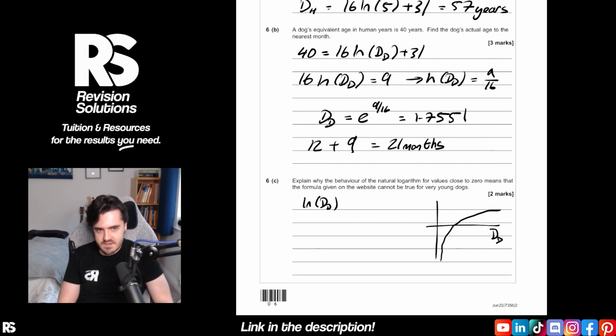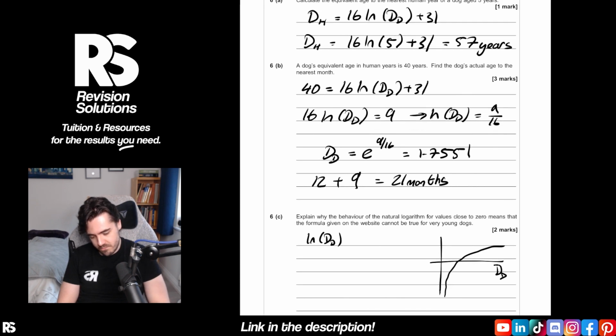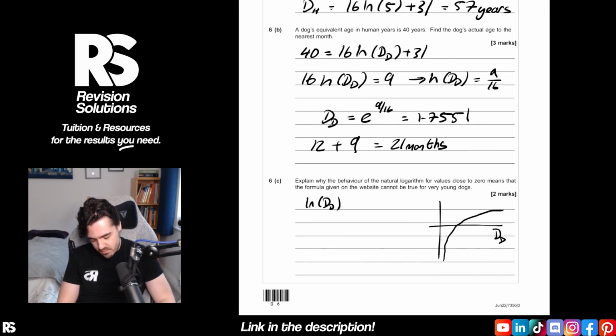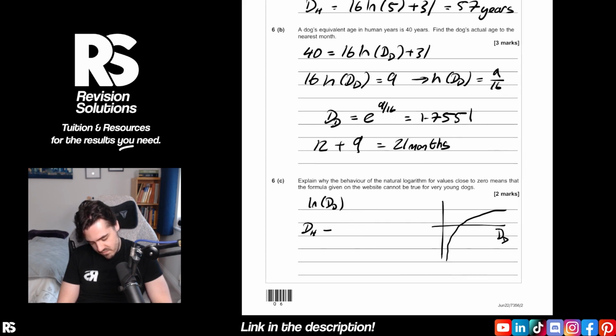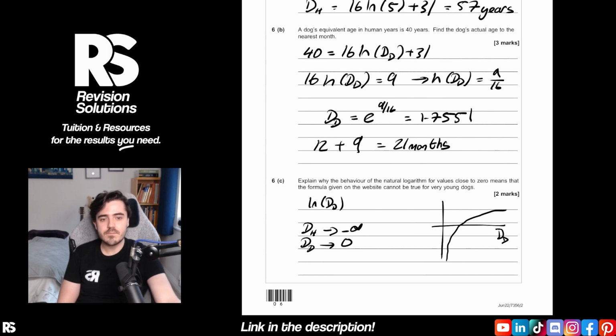You can't have negative infinity age in human years, because that's what our overall function would tend to. So we'd say the dog's age in human years tends towards minus infinity as the dog's age in dog years tends towards 0, which just doesn't make any sense. So yeah, that would be enough.